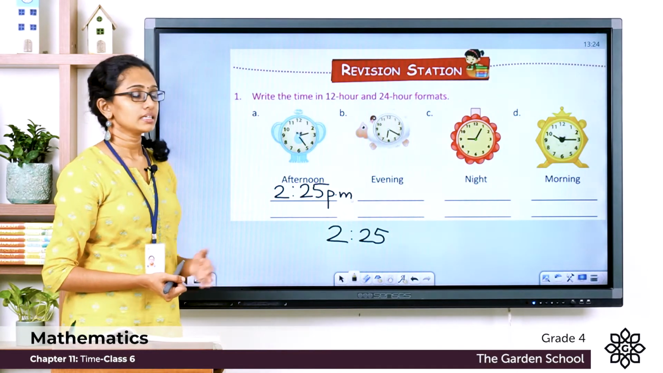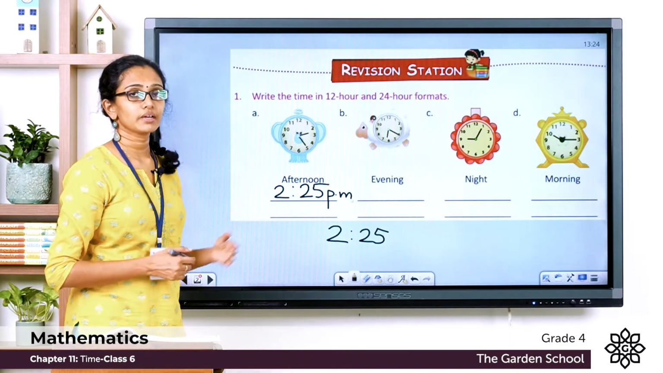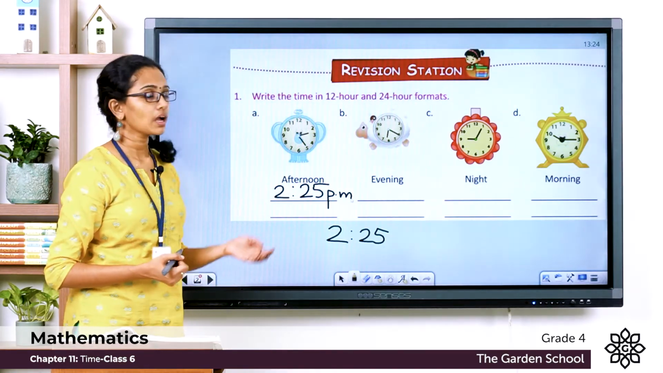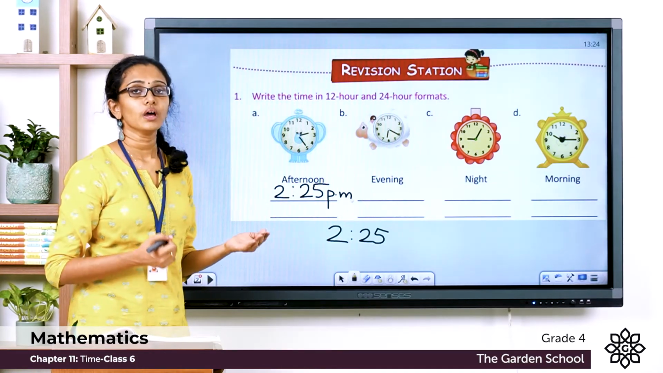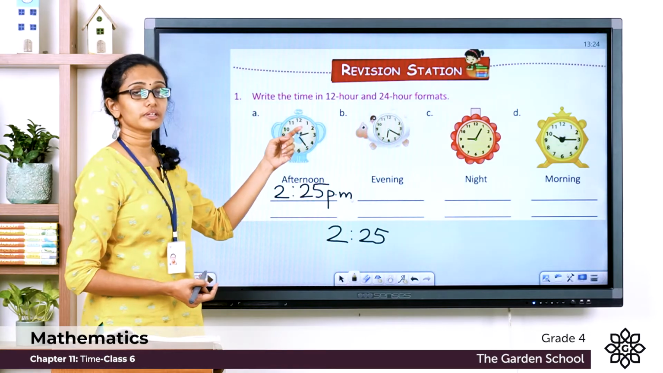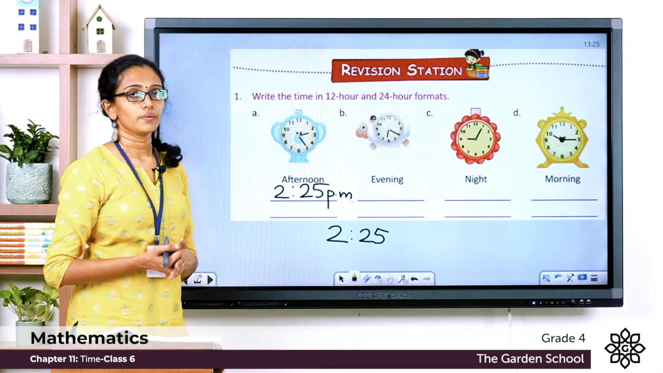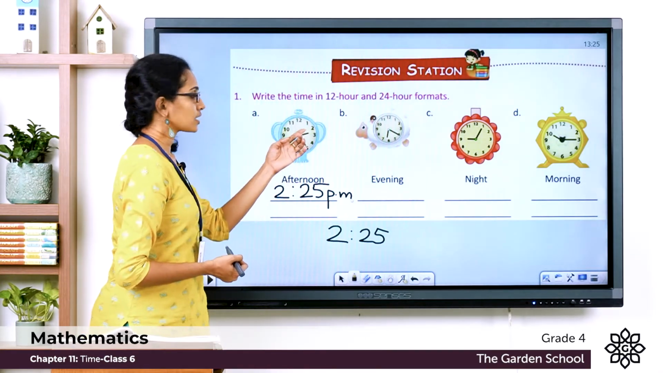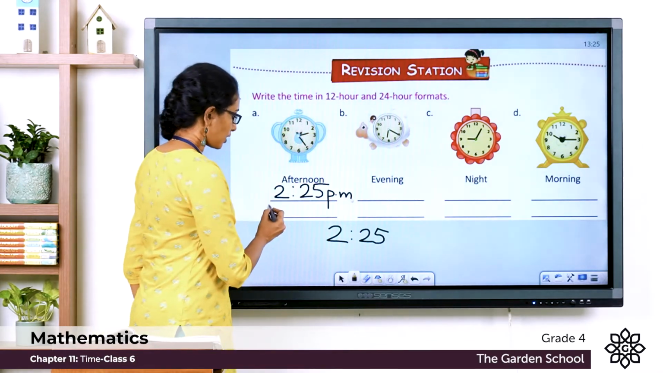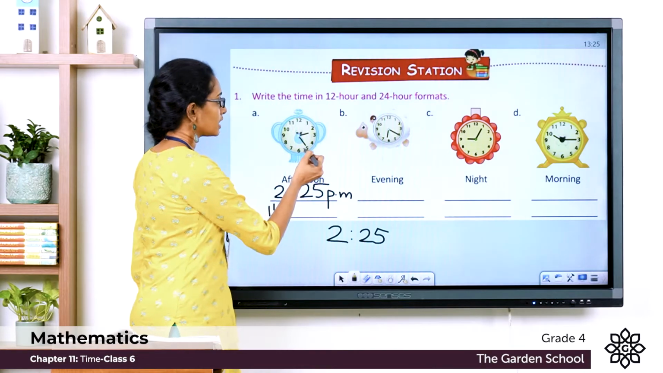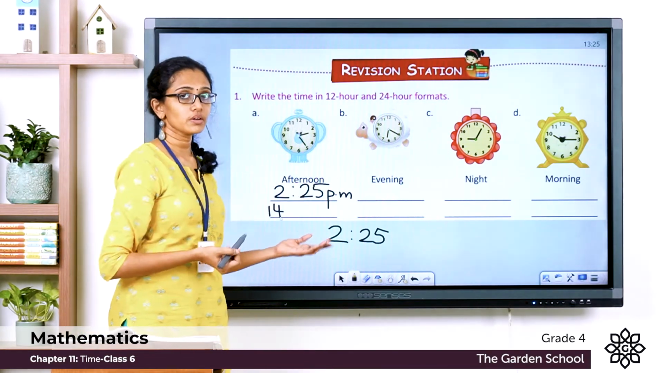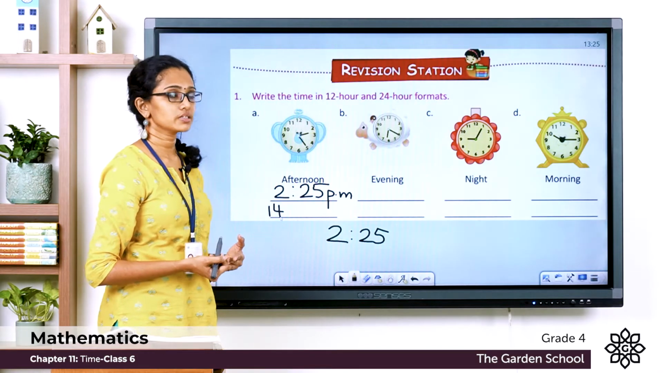And what about the equivalent time in 24-hour format? See, in the 24-hour clock system, after 12 o'clock in the noon, we count the numbers as 13, 14, 15, 16 and so on. So, what is 2 o'clock in 24-hour format? 2 will be equal to 14 and then the 25 minutes. The minute hand is at the point 5, which represents the 25 minutes of the clock.